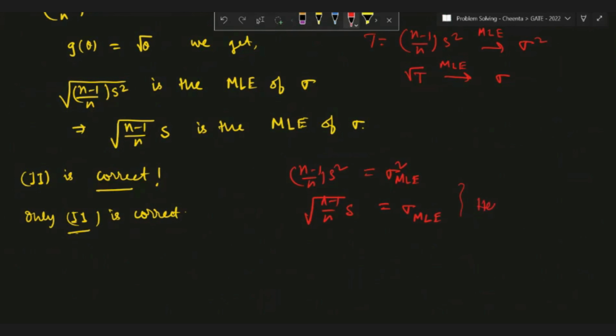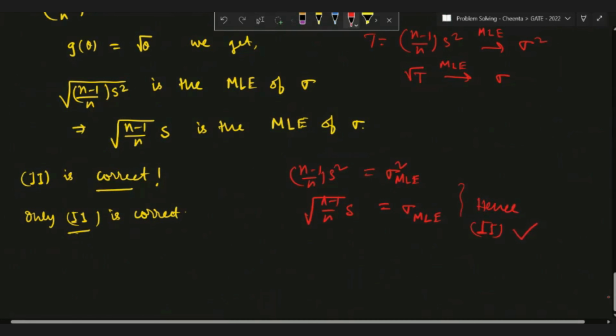So hence statement 2 is correct. So we check that only statement 2 is correct.